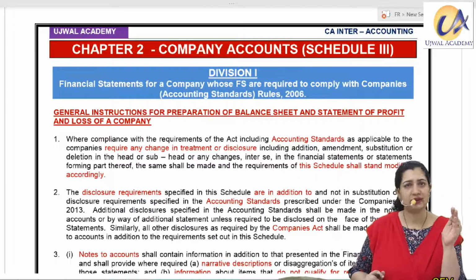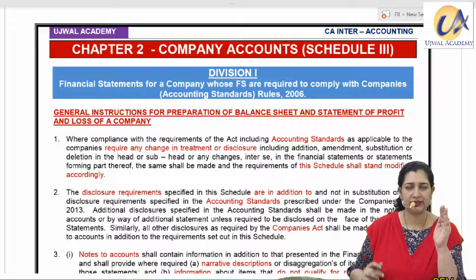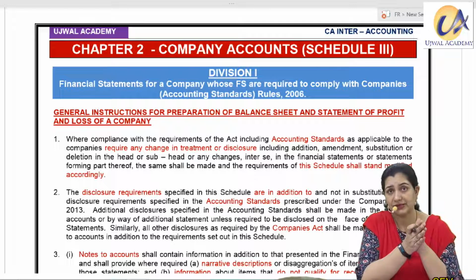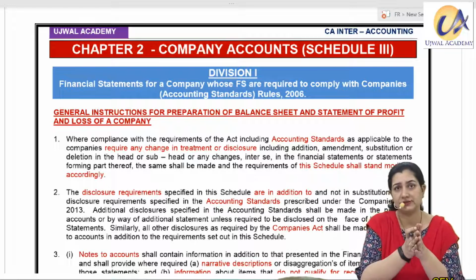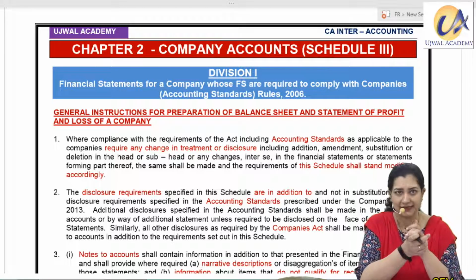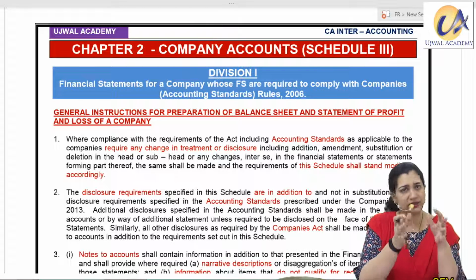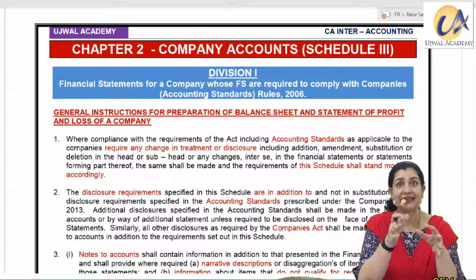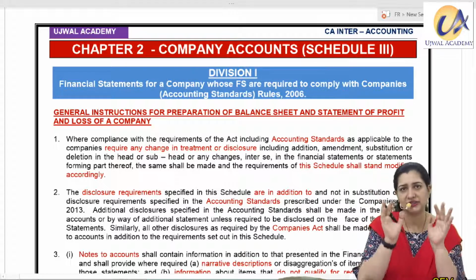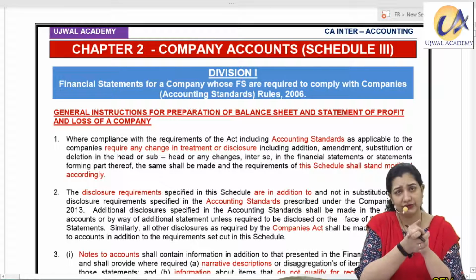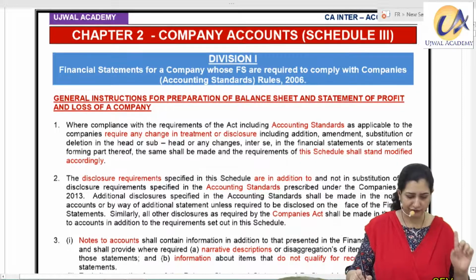So here we start with Division 1. Division 1 is for those companies which follow accounting standards, and Division 2 of Schedule 3 is for those companies which follow Ind AS. Now in Division 1, whatever changes are there, I have done them in italics. So in the entire notes, wherever you see italics, these are the changes which have occurred. The first change has occurred in point number 4.